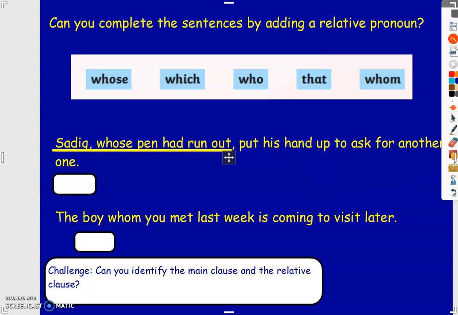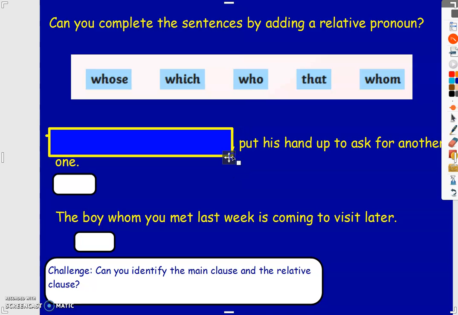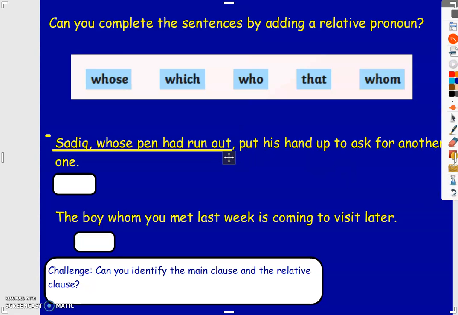If we ignore this sentence here, does put his hand up to ask for another one make sense by itself? No, it doesn't. So the relative clause, which I'll do in red, would be this one.